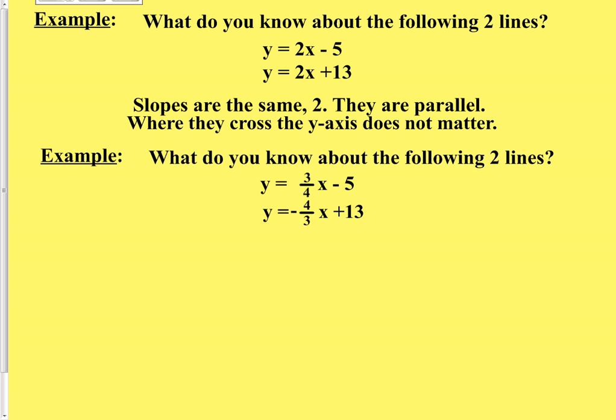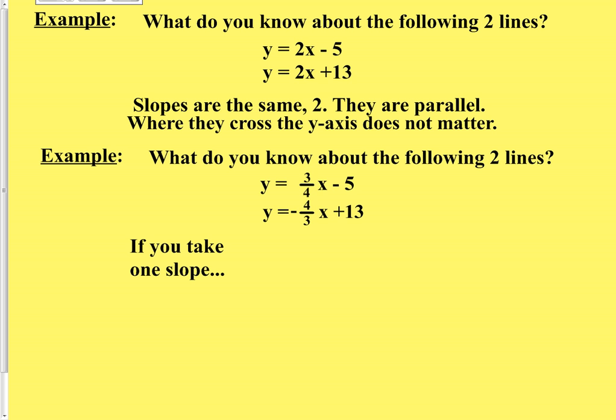Let's look at another one. What do you know about the following two lines? Okay, once again, our lines are in slope-intercept form, meaning the y is isolated. And again, we would not want to try to read slope or y-intercept unless we were in slope-intercept form. And our equations are y equals 3/4 x minus 5 and y equals negative 4/3 x plus 13. Okay, so what do you know about the following two lines? Well, this one's not nearly as easy to see.